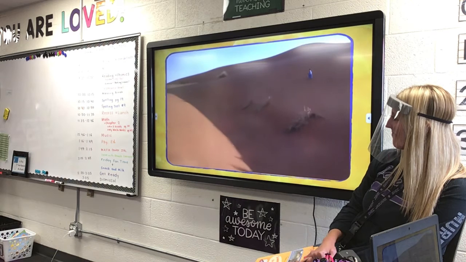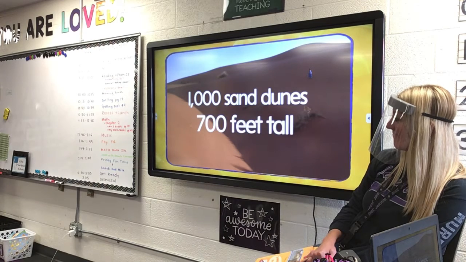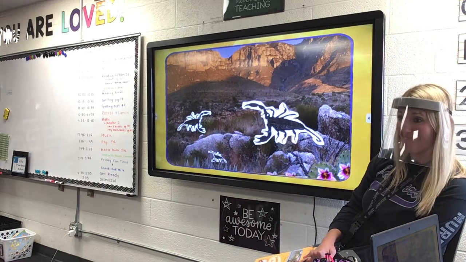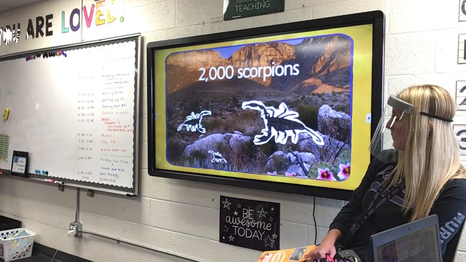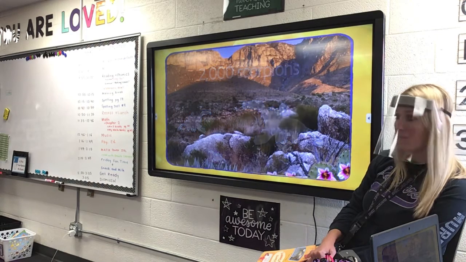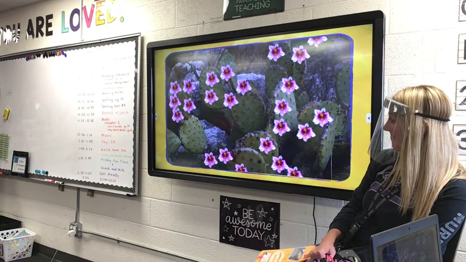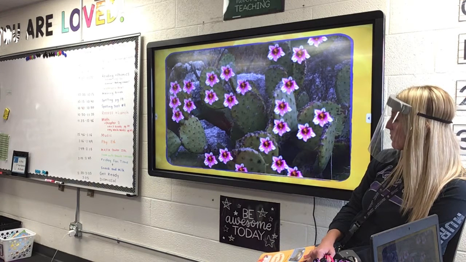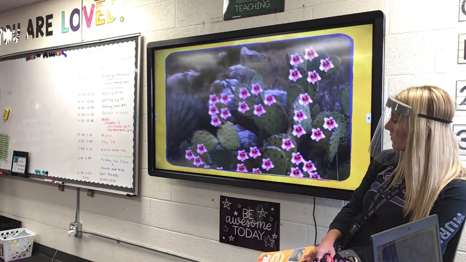On your left, you will see sand dunes. There are over 1,000 sand dunes here, and the tallest is over 700 feet. Right below us are some scorpions. There are almost 2,000 different kinds of scorpions on the planet, and some of them like to hide in your shoes at night, so watch out for that. Up ahead is a large patch of prickly pear cactus. It's called prickly for a reason, folks, so no touching. Notice all the flowers? It's springtime, so the cacti are in full bloom.